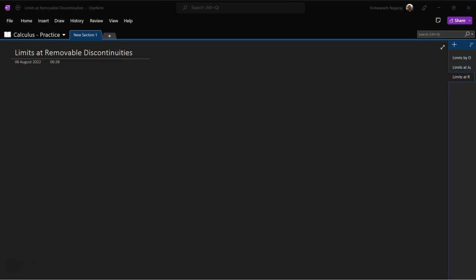Let's solve 18 problems on limits at removable discontinuities. Okay, the first one: limit as x approaches 2 of (minus x minus 2) by (x square minus 3x plus 2).